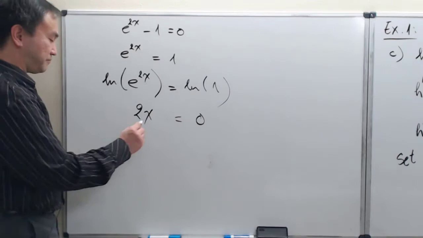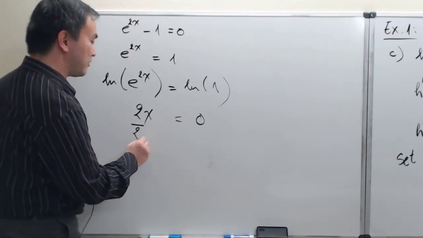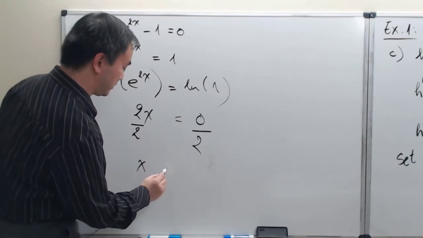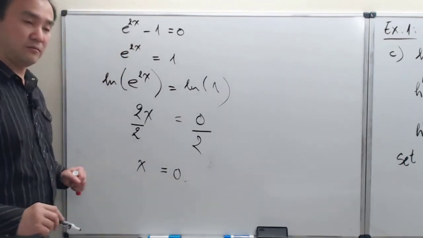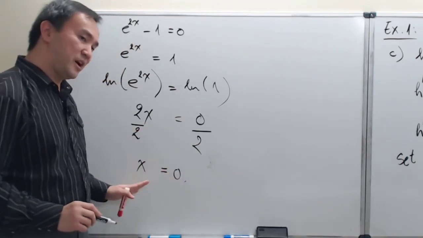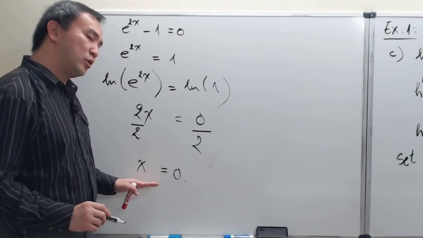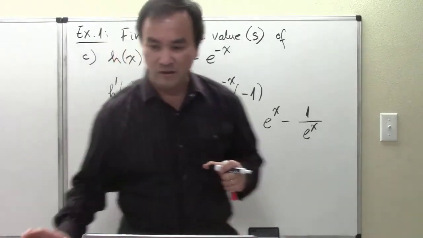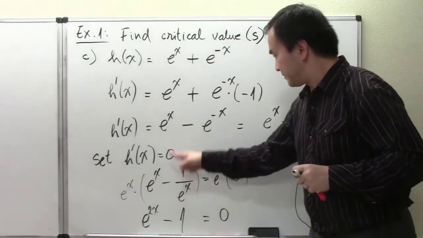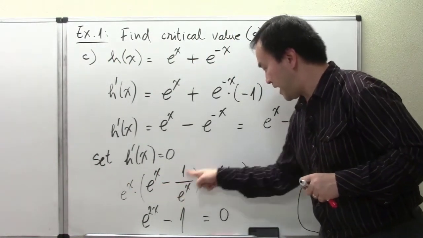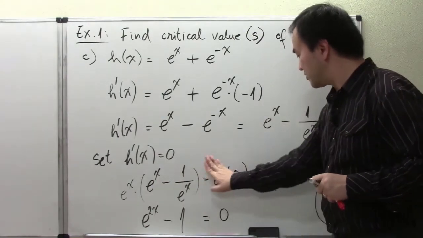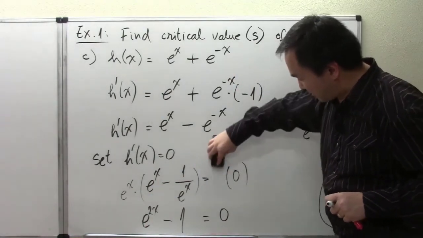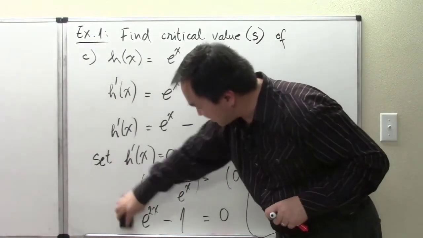Then we're dividing both sides by 2. Now clearly our equation here turns out x equals 0. So we were successful finding a solution to our beginning equation. Recall that our beginning equation was e to the x minus 1 over e to the x equal to 0. And here was part of my work there. That was the beginning work.